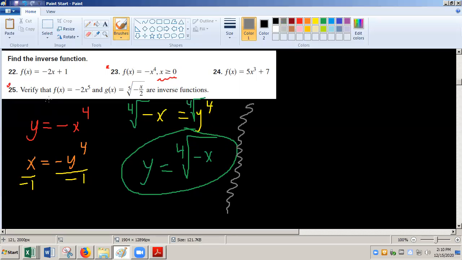Break it up here for 25. To verify that two functions are inverse functions, we would take one and plug it into the other, and take the other and plug it into the first. So when I'm doing this, I'll say the f of x thing is in blue. We'll say the g of x thing is in purple. I will want to show that f of g of x equals x. That's my goal.